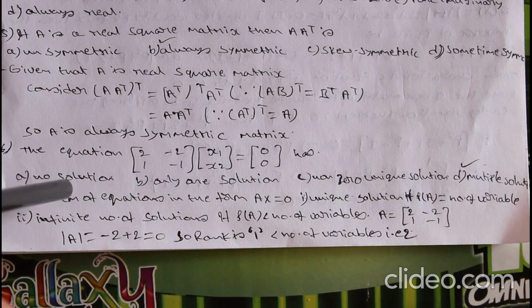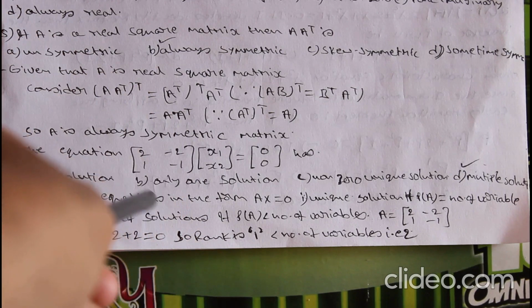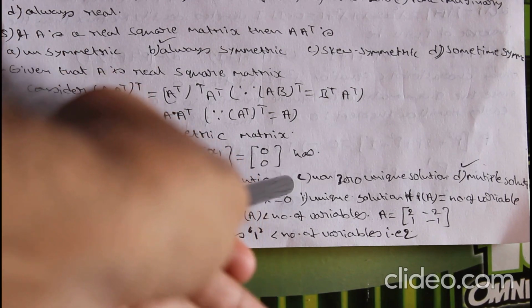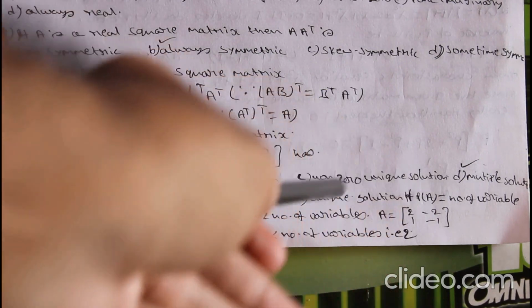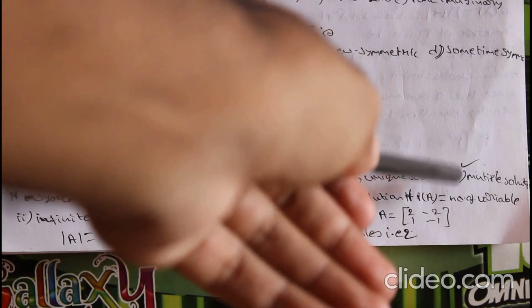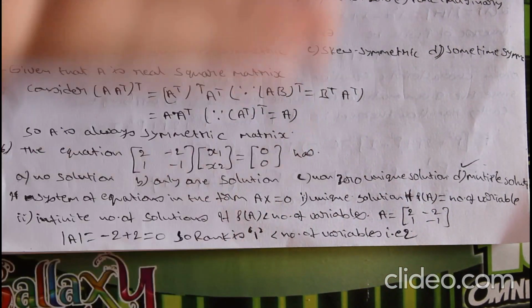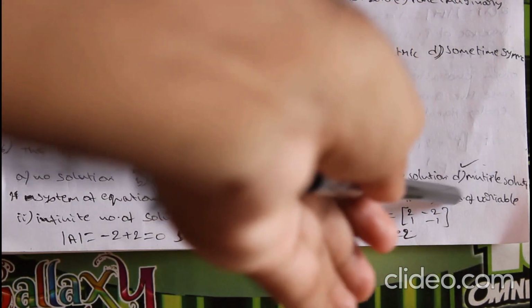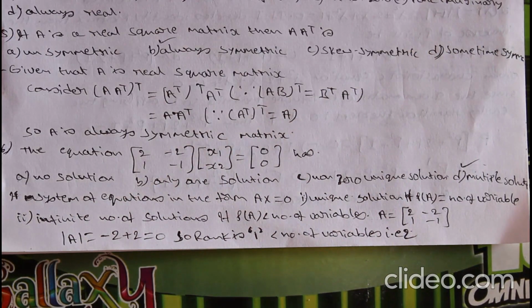Look at the options. Option A, no solution. Option B, only one solution. Option C, non-zero unique solution. Option D, multiple solutions. So the approximate answer is multiple solutions, an infinite number of solutions are there. So the answer is option D. So option D is correct.